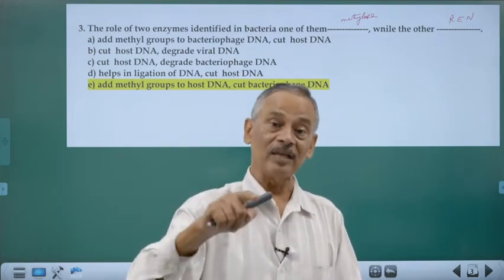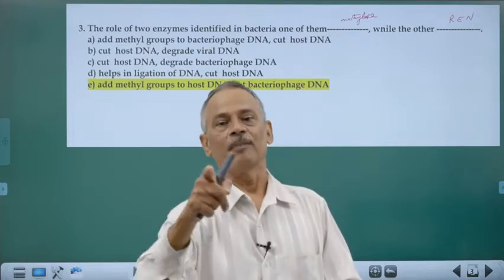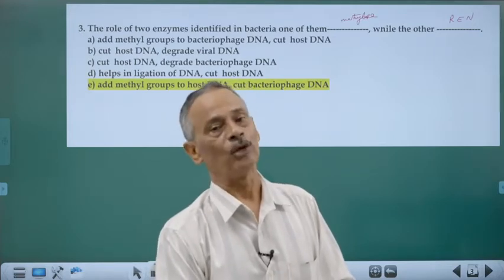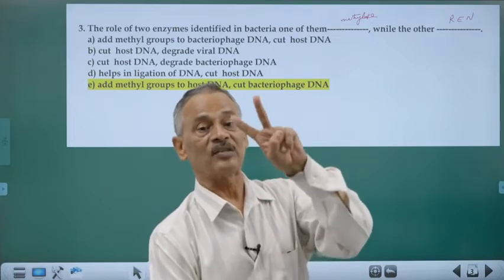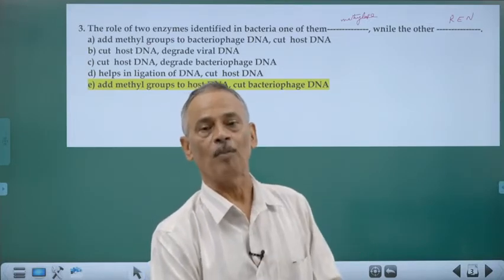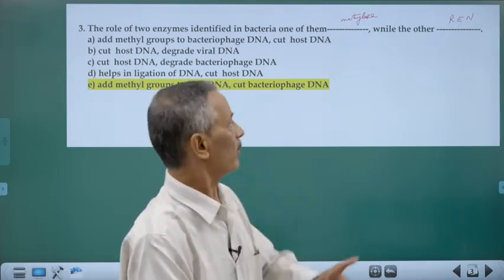That non-methylated DNA will be identified and cut by the second enzyme. That is why it is called restriction endonuclease. So, it forms an enzyme complex consisting of a methylating enzyme and a second, restricting enzyme. That is why this complex is called a methylating restricting enzyme complex.